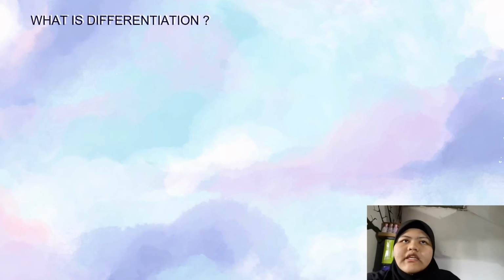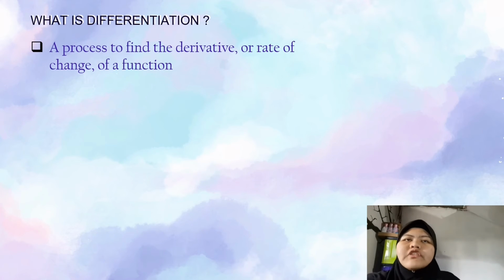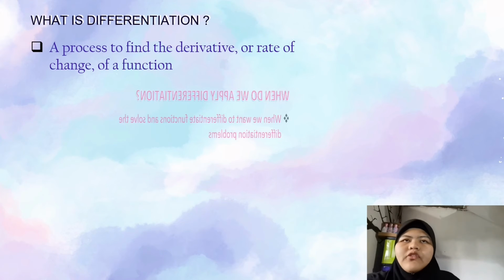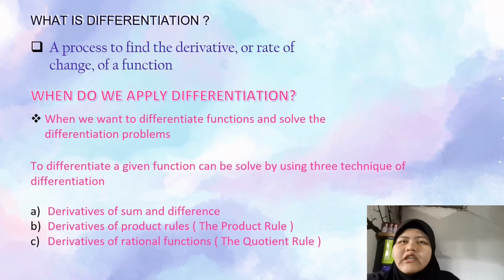What is differentiation? Differentiation is a process to find the derivative or rate of change of a function. When do we apply differentiation? We apply differentiation when we want to differentiate functions and solve differentiation problems. To differentiate a given function, we can use three techniques of differentiation. First, derivative of sum and difference. Second, derivative of product, also known as the product rule. And third, derivative of rational function, also known as the quotient rule.